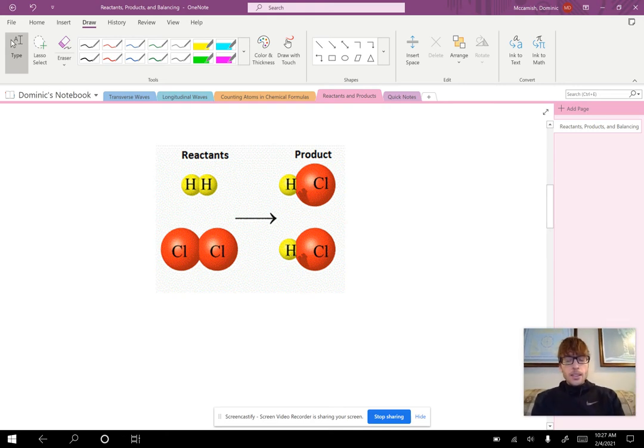So here's an example. If you have a picture, then you've got everything to the left. See, there's our arrow. Everything to the left of that arrow is the reactants, and everything to the right is the products. So even if you see that in picture form or model form like this, everything to the left is the reactants, and everything to the right of that arrow is the product.